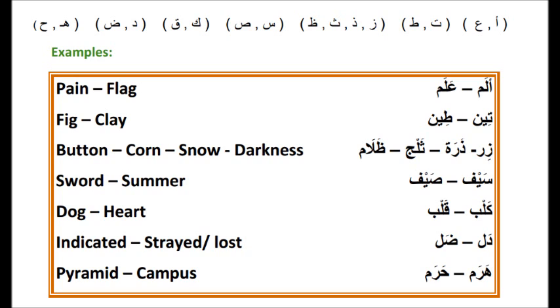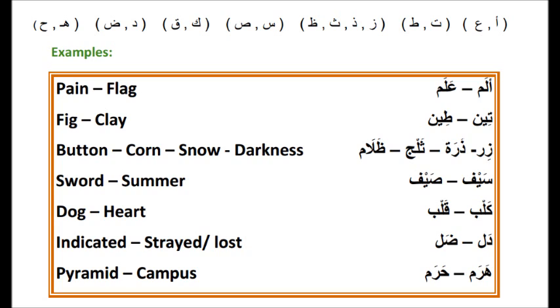Okay, then the couple number 2, Teen and Teen. Again, we have here the same word, only the first letter is different. In the first it's Ta, and in the second it's Ta. And Teen means fig and Teen means clay, so the meaning is very different.